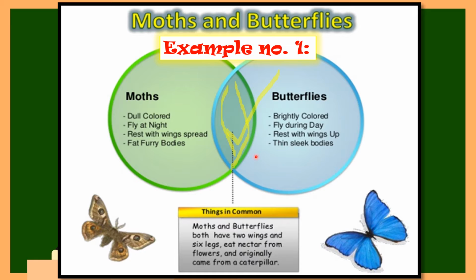So, ano yung ating common between moths and butterflies? Moths and butterflies both have 2 wings and 6 legs, eat nectar from flowers, and originally came from a caterpillar. So, ibig sabihin, ito pala yung kanilang intersection. So, ganun lang po kasimple.